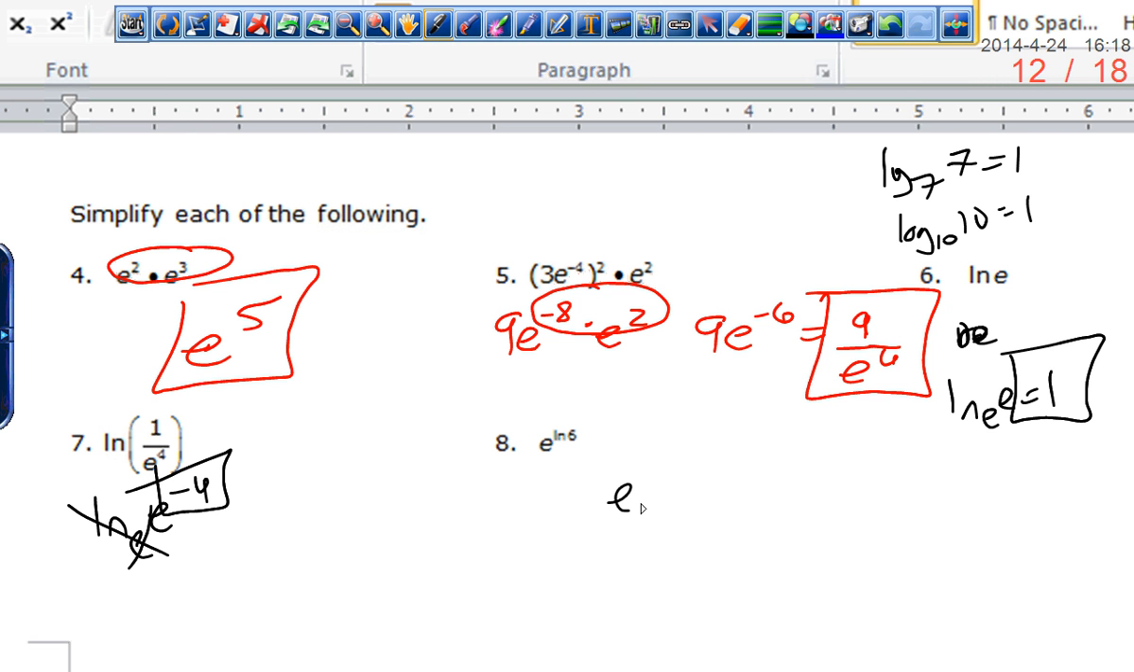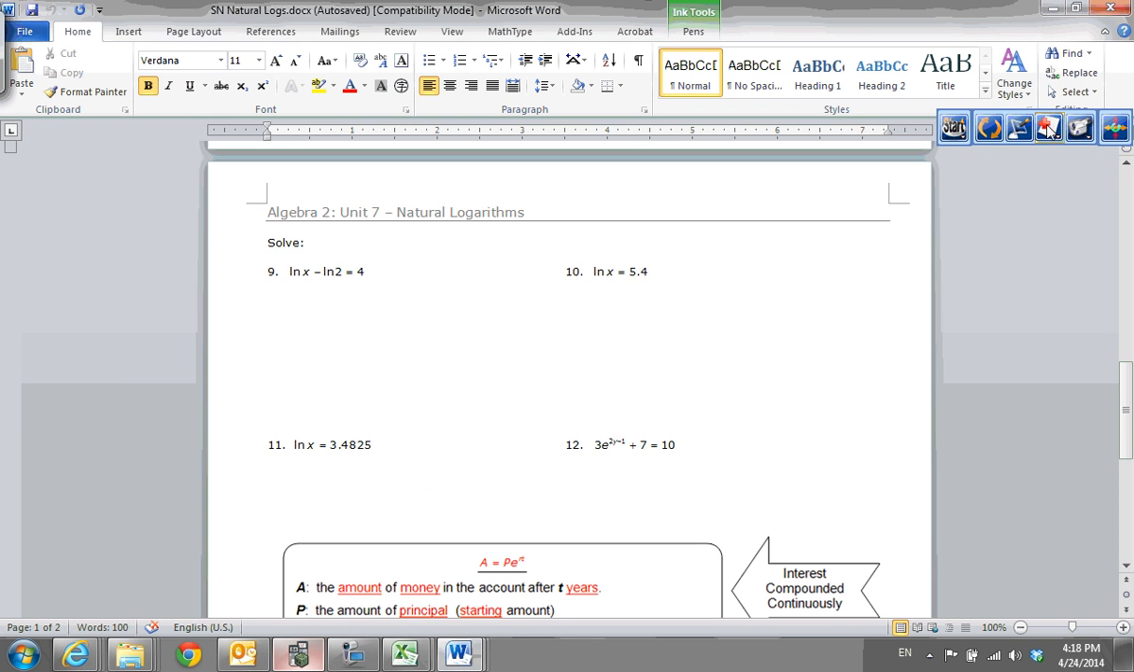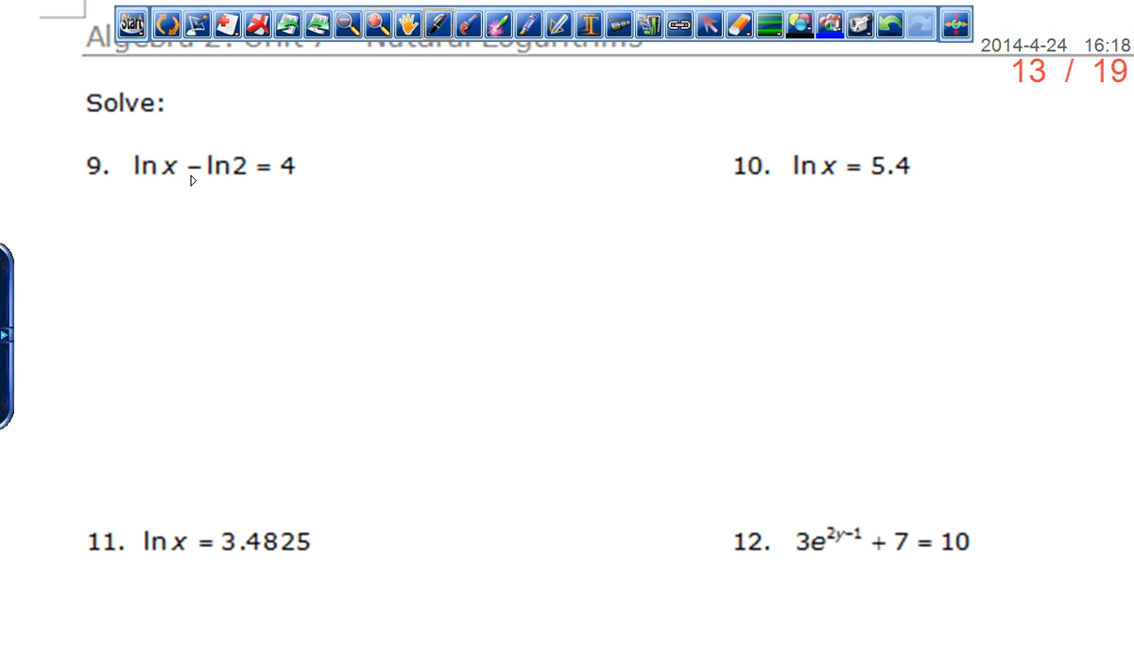Same application here. I got e to the natural log, base e, of 6. All that cancels out. My answer is just 6. So you got to know those properties. It works very similar to how normal logs work. 9 through 12, just know those properties again. Minus means division when we're dealing with logs. So natural log of x over 2 equals 4. Now I'm going to rewrite it as an exponential. So e to the 4th power equals x over 2.